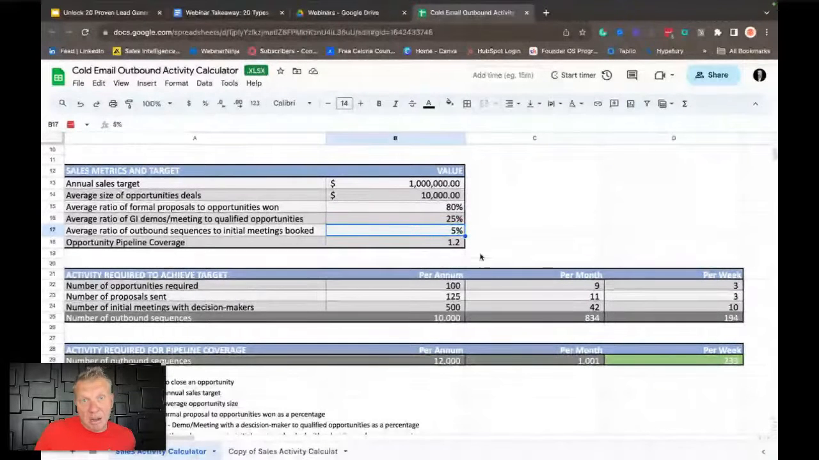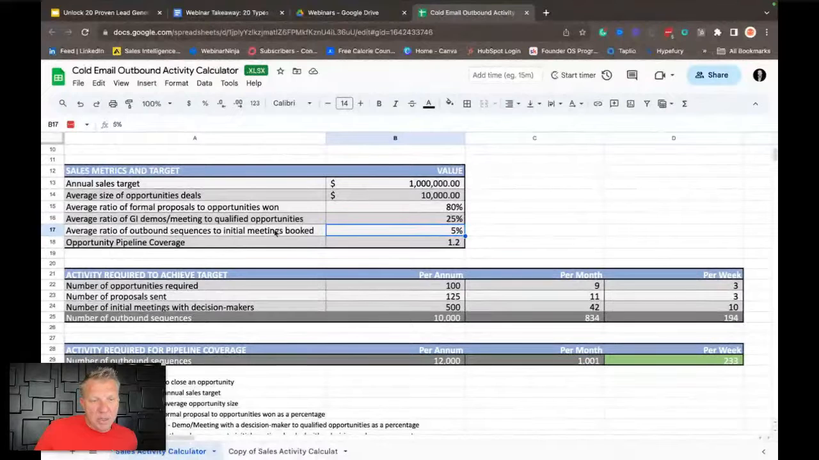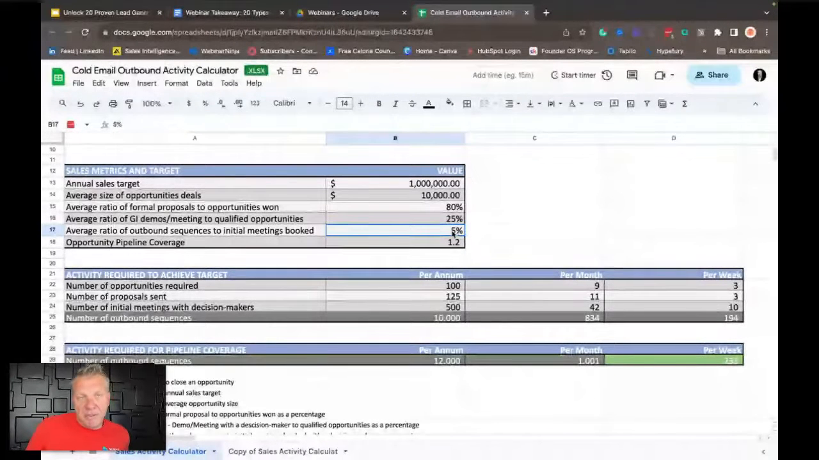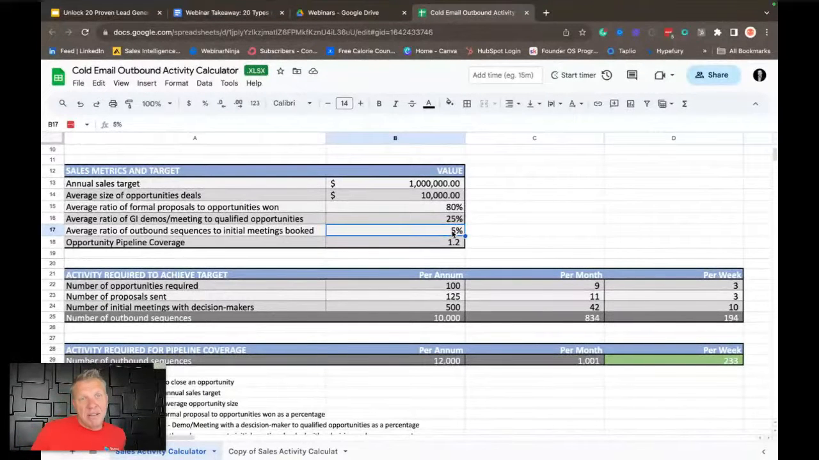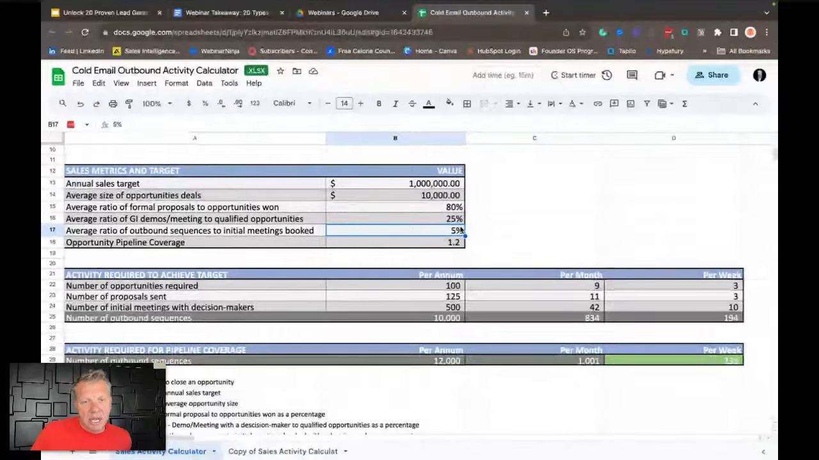That's still relatively high. But if you go to outbound sequences to initial meetings booked, it's 5%, which is not too bad. The average reply rate for people to come back to you is 9%. And of that, half again may be interested in having a meeting, which is 5%. It could be as low as 3%, but we'll stick to 5 now.